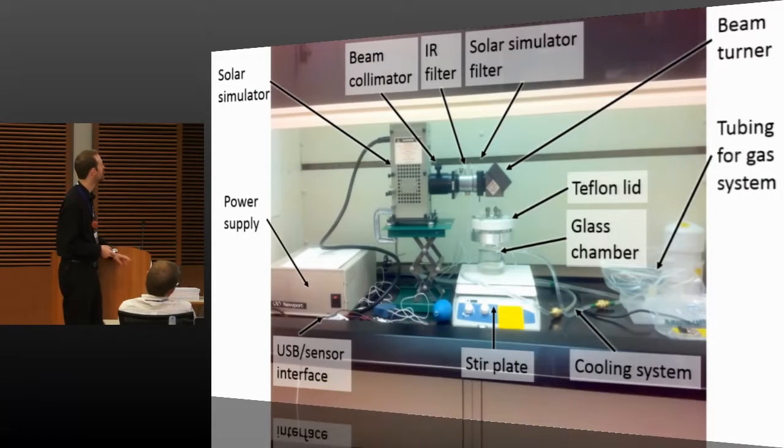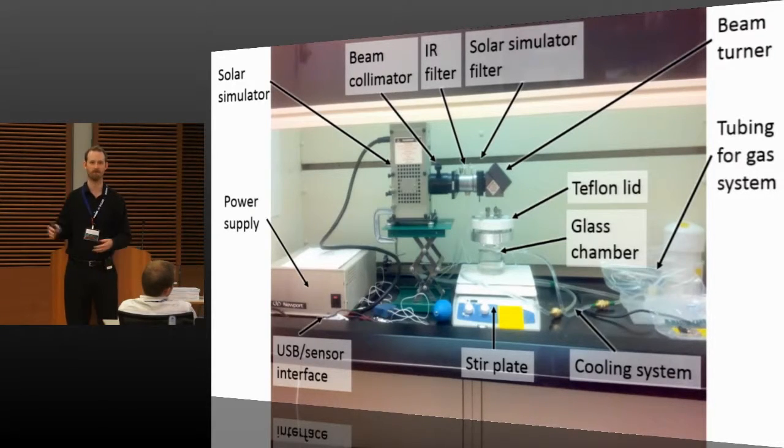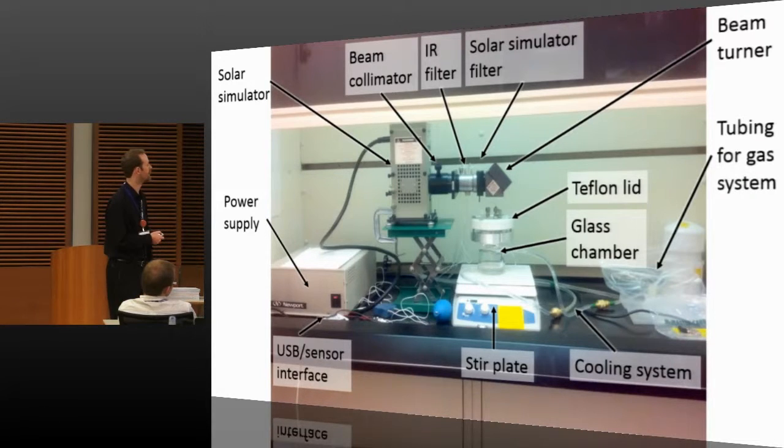There we go. So this is my setup. There I have my solar simulator, some optics. There's a beam turner, which is a really fancy name for a 45-degree mirror. There's my glass chamber, and I have this big machined Teflon lid that bolts on with 10 bolts. It was a pain. Water cooling jacket to control temperature. Sensors, pH and oxygen sensors with the USB sensor interface, so I can just walk away and have the computer continuously log data for me. All this tubing for a gas system.